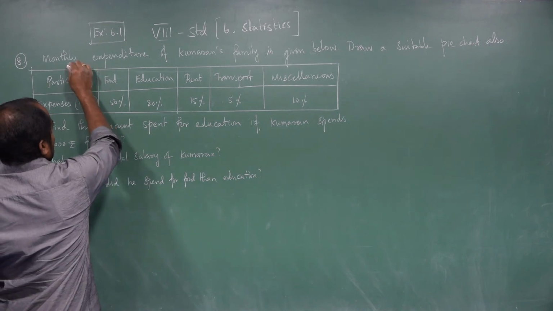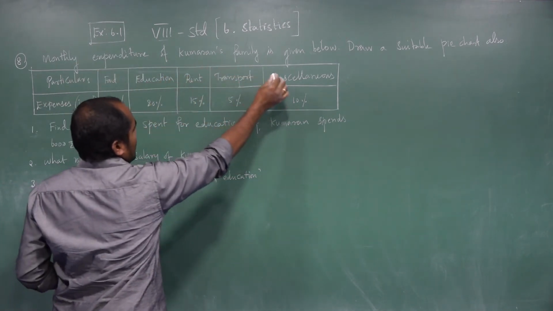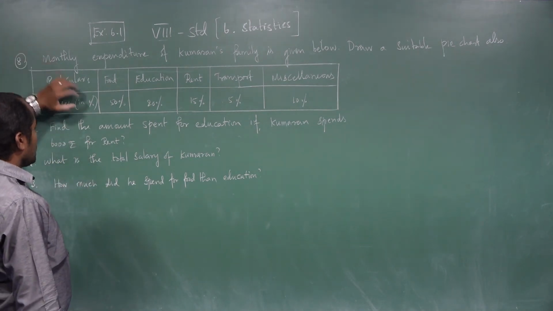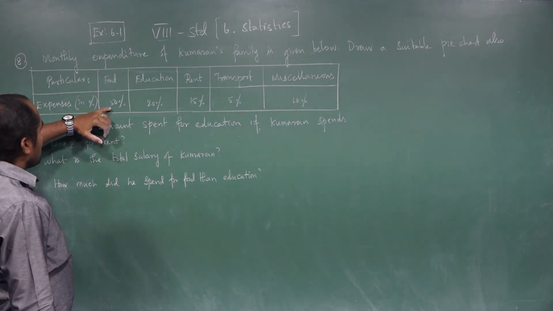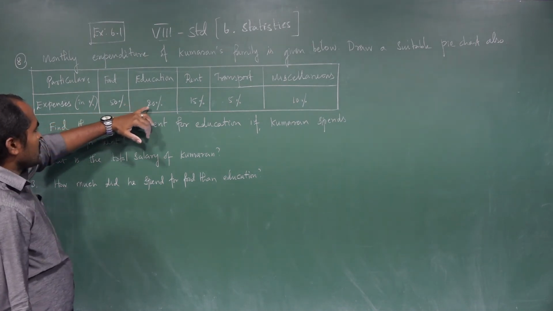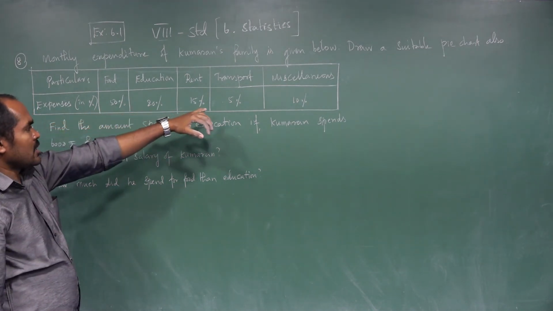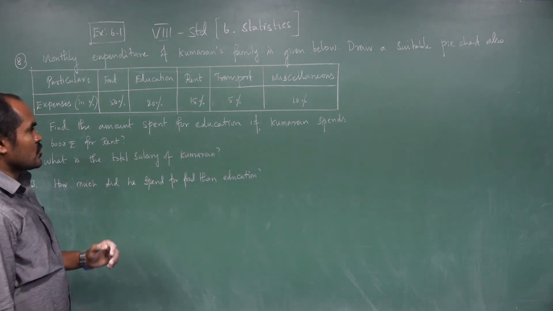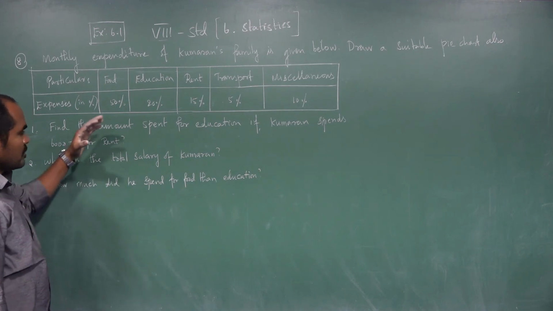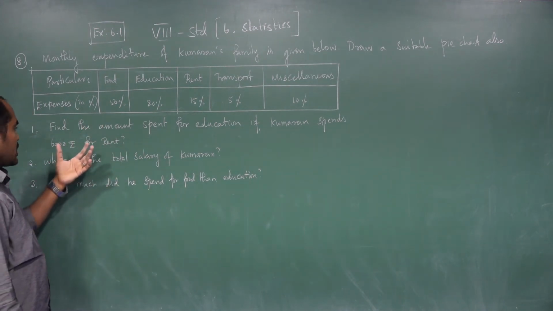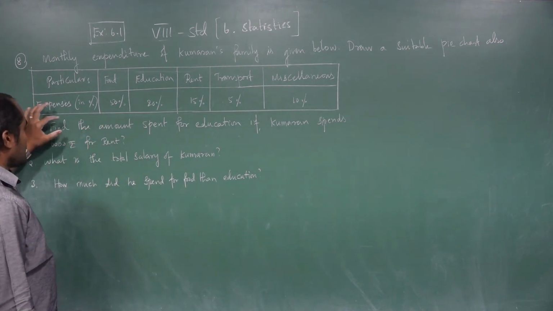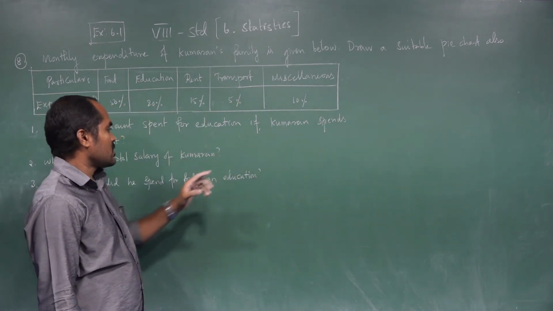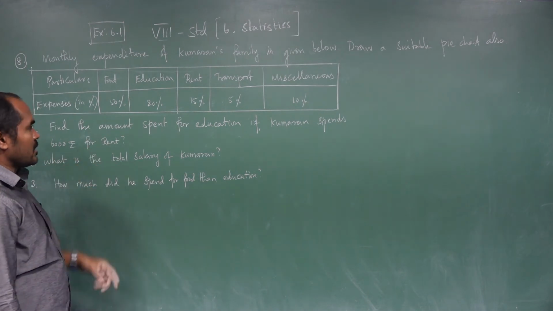So here expenses are in percentage. The monthly expenditure of Kumaran's family is given below. Expenditure for food is 50%, for education 20%, rent 15%, transport 5% and miscellaneous is 10%. So draw a suitable pie chart. Also find the following 3 questions. Find the amount spent for education if Kumaran spends 6,000 for rent.